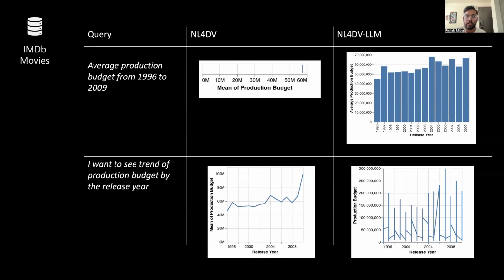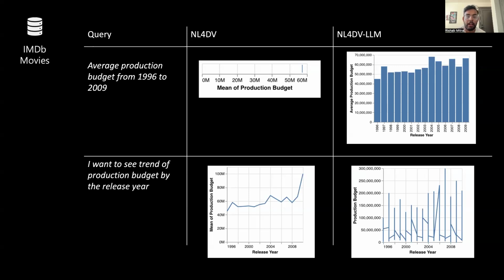If we look at the top query here, we see that NL4DV failed to detect the latter part of the query, 1996 to 2009. However, NL4DV LLM was able to detect this and display it in its visualization. Perhaps this query kind of exists outside the syntactic rules in NL4DV's programming, which shows potential restrictions that parsing-based systems have.